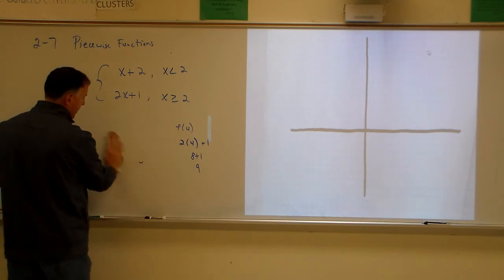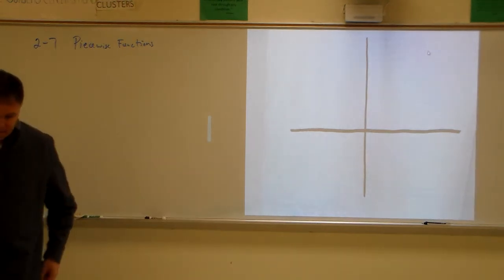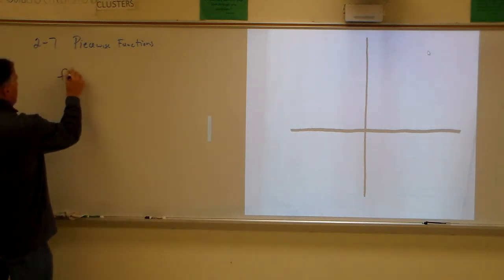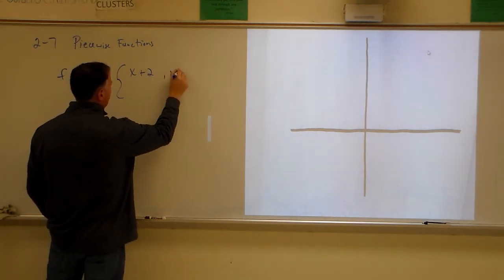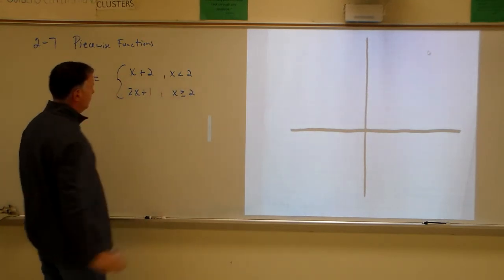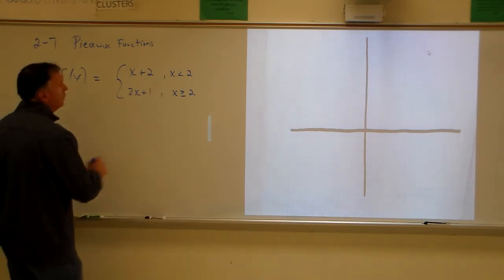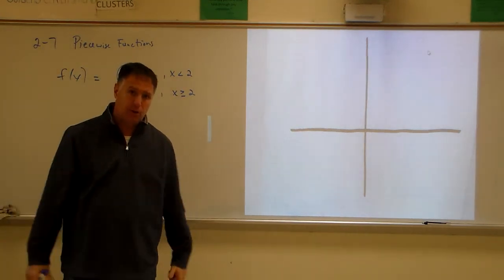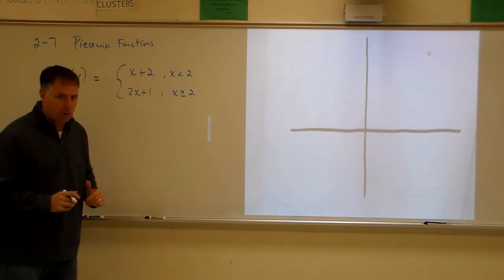But more often than not, what they're going to have you do is graph these. So let's look at an example that they're going to have us graph. F of x equals x plus 2 when x is less than 2, and 2x plus 1 when x is greater than or equal to 2. When we graph these, sometimes you're going to have things going in opposite directions, and what you need to do is create an XY chart for each of those situations.